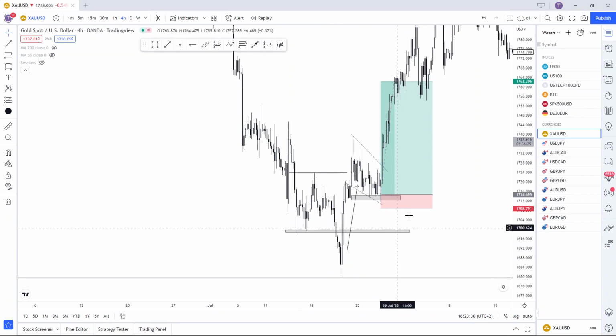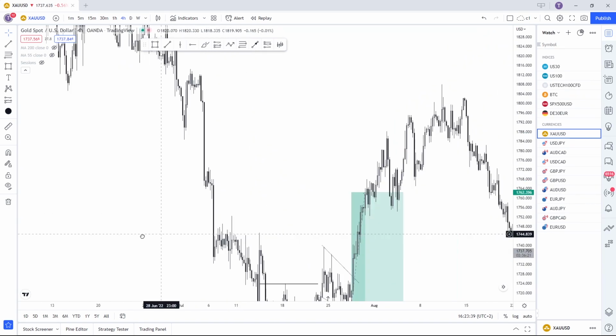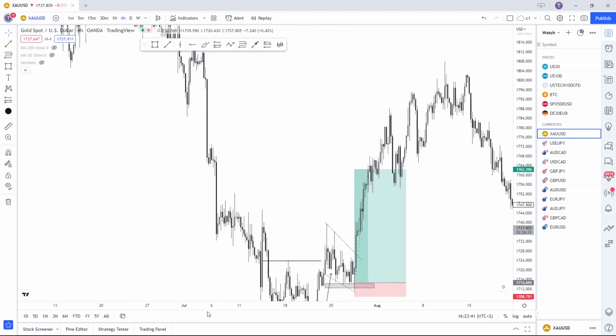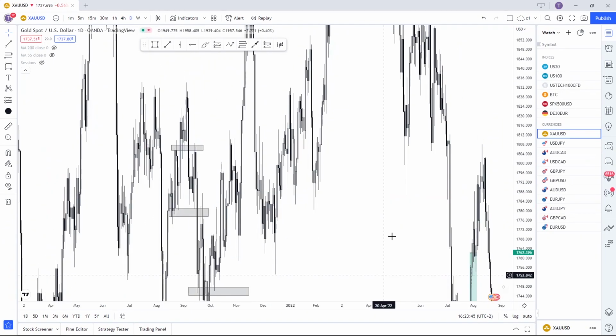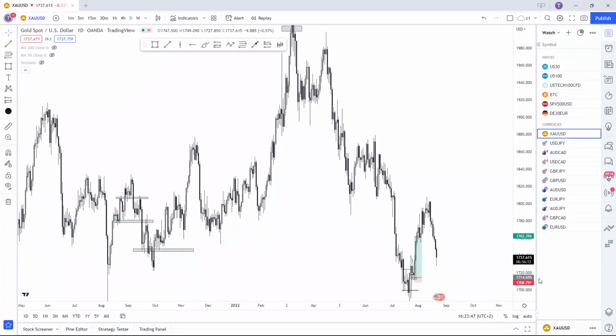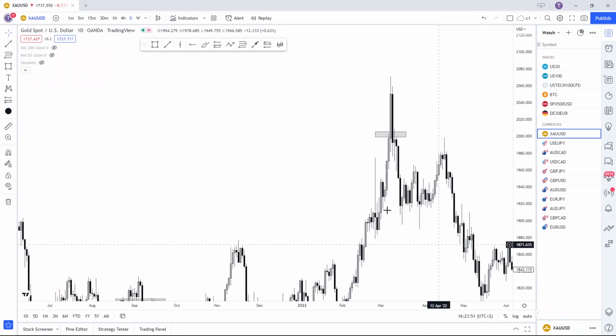Simple pattern, guys. Simple pattern. If you spot this pattern in the market, make sure you trade this pattern. Let's go to the next example.